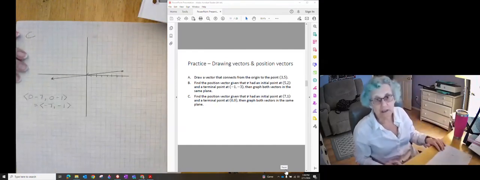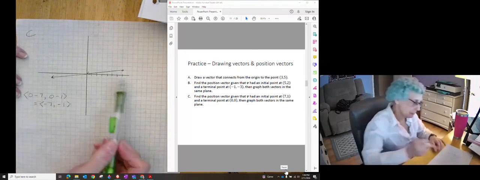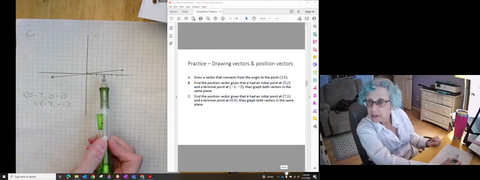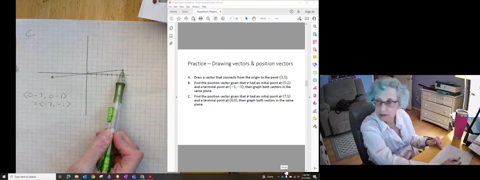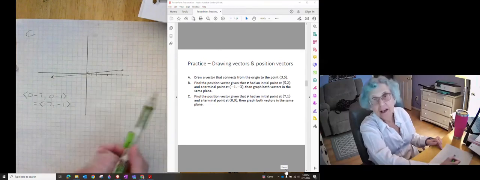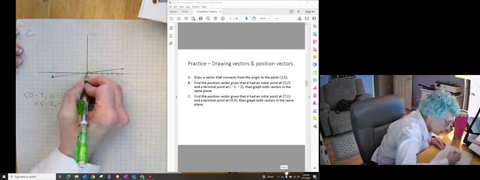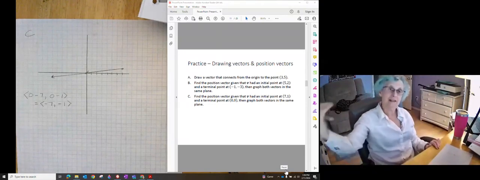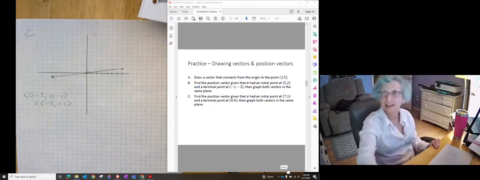This one was kind of funny because they switched roles, kind of. It's position vector given that it had an initial point at 7, 1 and terminal point at 0, 0. And so the position vector, its terminal point, became its initial point. So it looks like it just kind of shoots off in that direction.